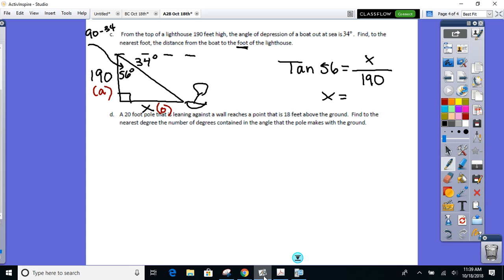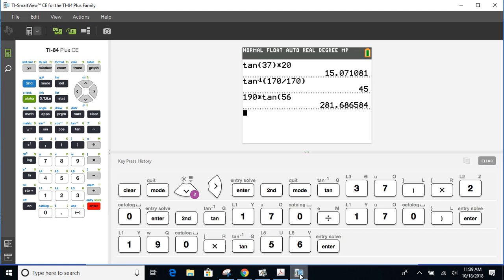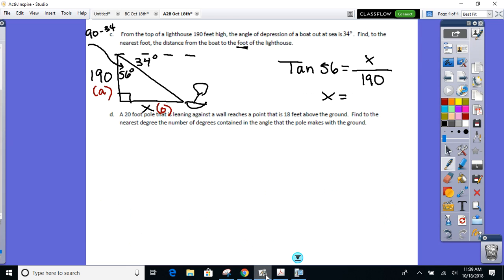To the nearest foot, 282. I'm going to walk around. You're on your own for part D, or working with people around you. Let me see what you can set up and what you can solve.